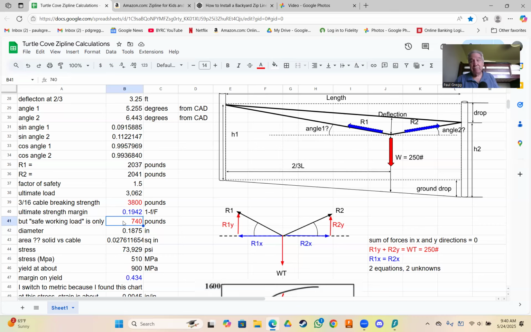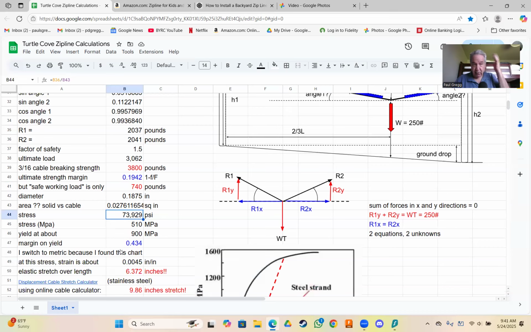And every backyard zip line is the same way. You're going way beyond what the manufacturer of the cable calls a safe working load. So I did a little calculation of the stress and came up with 74,000 pounds per square inch. So I've switched to metric units, megapascals, which is a Newton per meter squared. And because meters are so big, these numbers get really big too. Then you call it a megapascal.